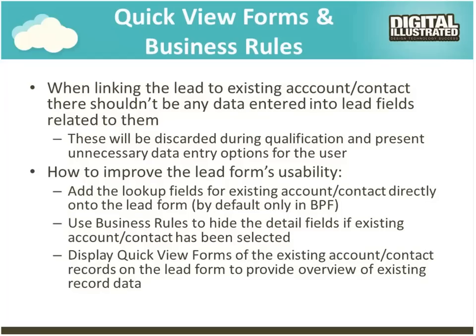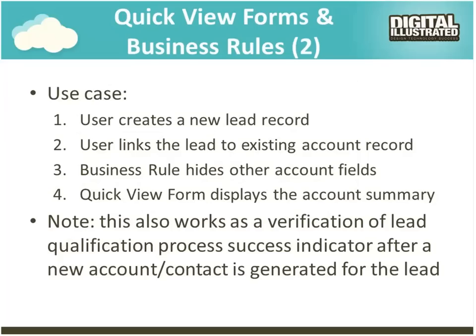quick view form on the lead form and show that this is the account you are linking the record to, just to confirm to the user that you are linking it with the right account record. So in practice, when a user is creating a new lead record, they would link it to an existing account record, and right after that, the business rule would kick in in real time on the client side and hide all the account fields for entering details onto the lead itself. And the quick view form would immediately populate with the summary of the chosen account.